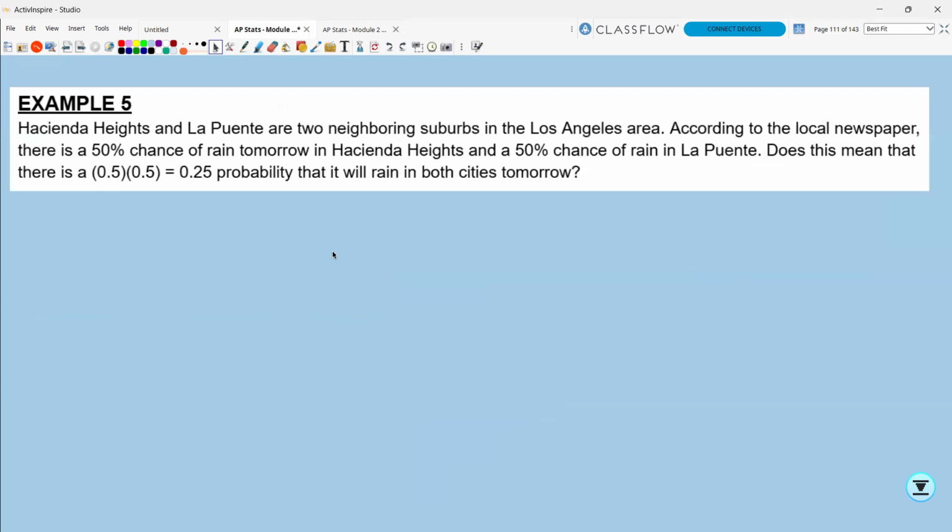Example 5. Hacienda Heights and La Puente are two neighboring suburbs in the LA area. According to the local newspaper, there's a 50% chance of rain tomorrow in Hacienda Heights and a 50% chance of rain in La Puente. Does this mean that there is a 0.5 times 0.5 equals 0.25 probability that it will rain in both cities tomorrow?